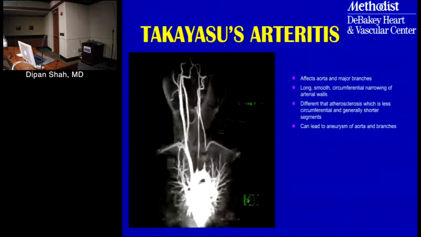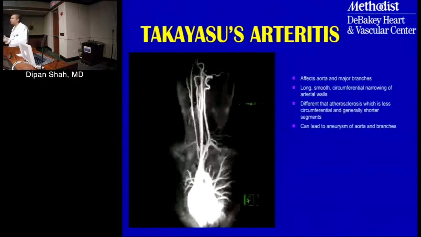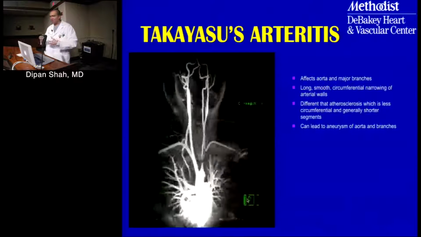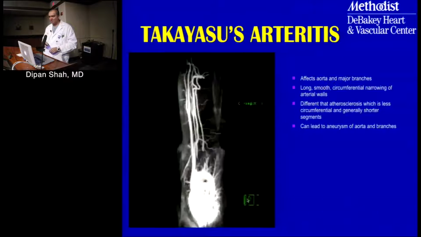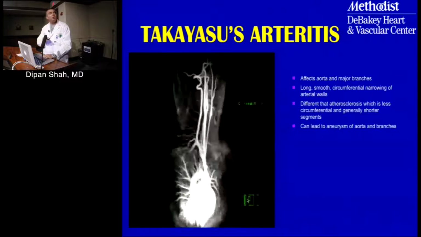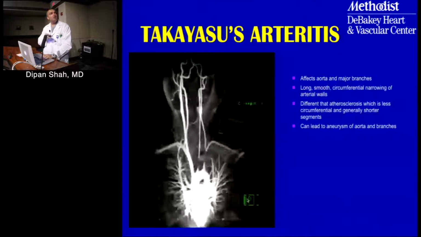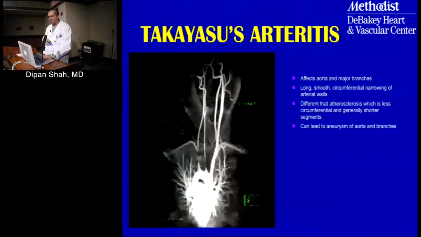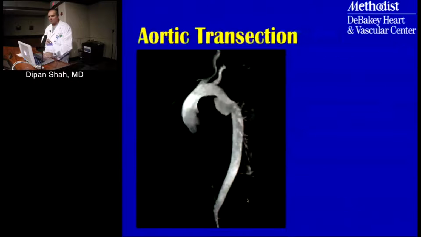Whereas atherosclerotic disease tends to be less circumferential, less smooth, and it tends to be shorter segments, although we know atherosclerotic disease can give you long segments as well. So again, more than anything, this is just a pattern recognition issue. And then obviously these areas that are stenotic can eventually go on to develop aneurysms down the road as well. So that's one of the things you need to be aware of.